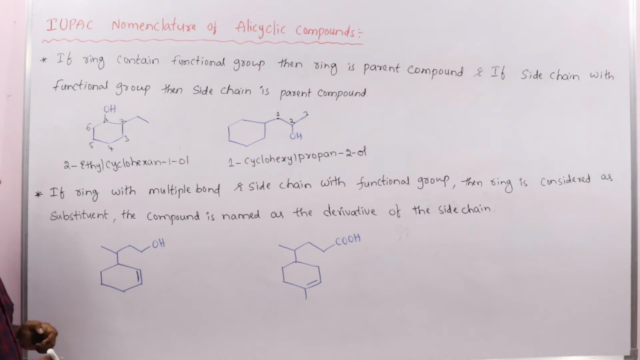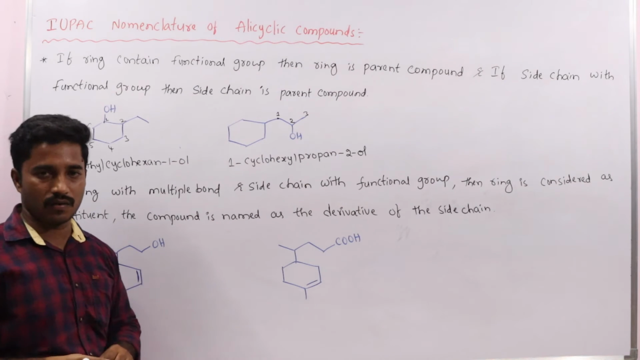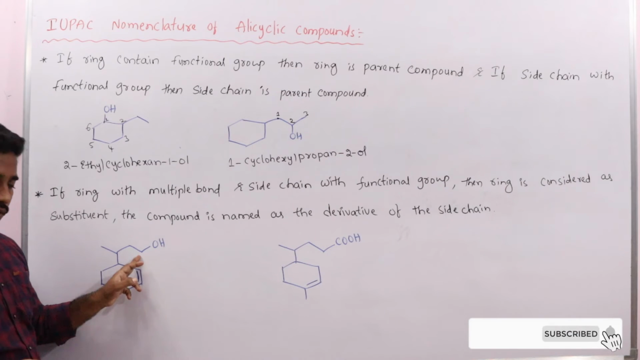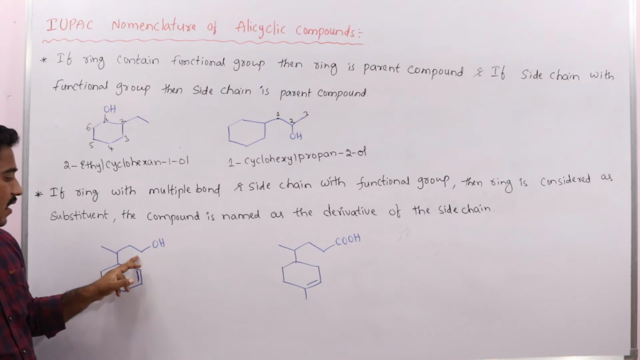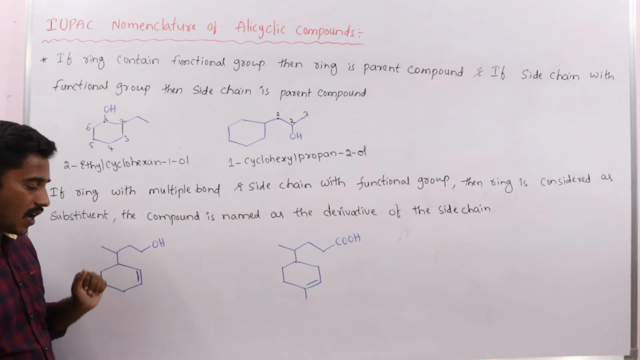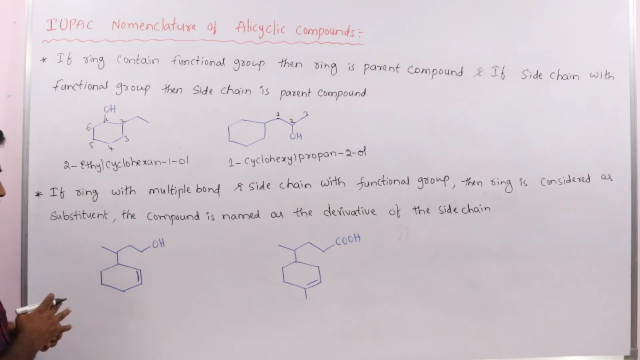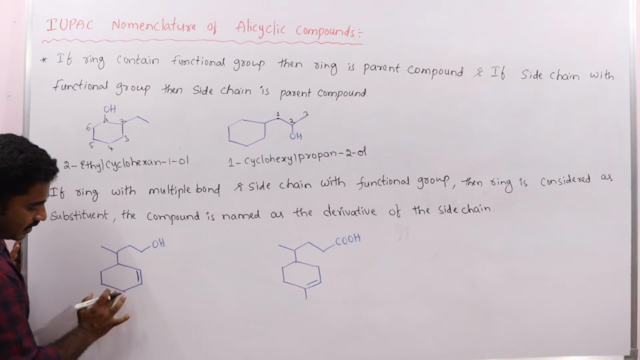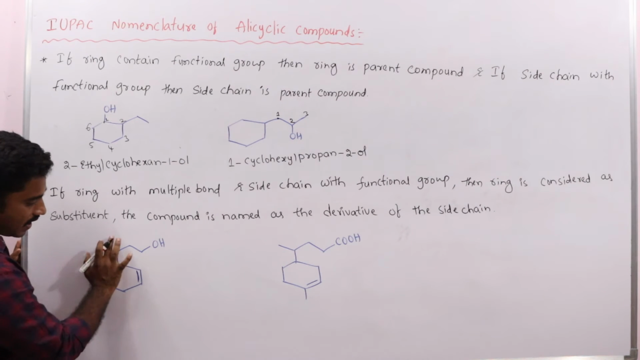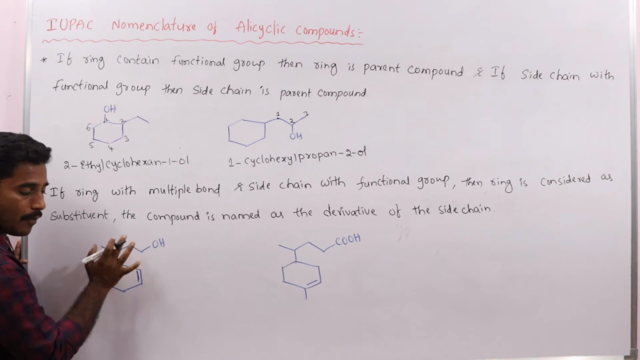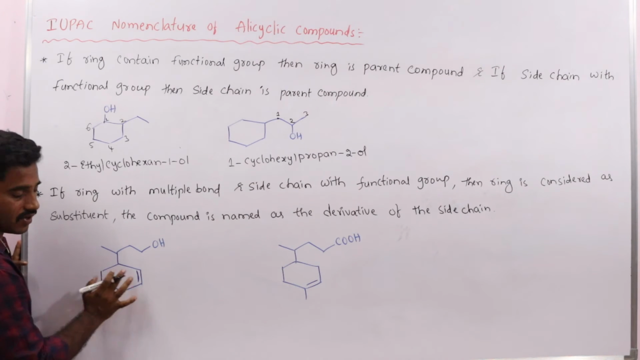Let us see the next one. If ring with multiple bond and side chain with functional group, then the side chain we have to select as the parent compound and the ring as a substituent. So let us see some examples here. So this is a side chain, this is a ring. The ring contains a multiple bond and the side chain has the functional group. That's why the side chain is selected as the parent compound and the ring as a substituent.